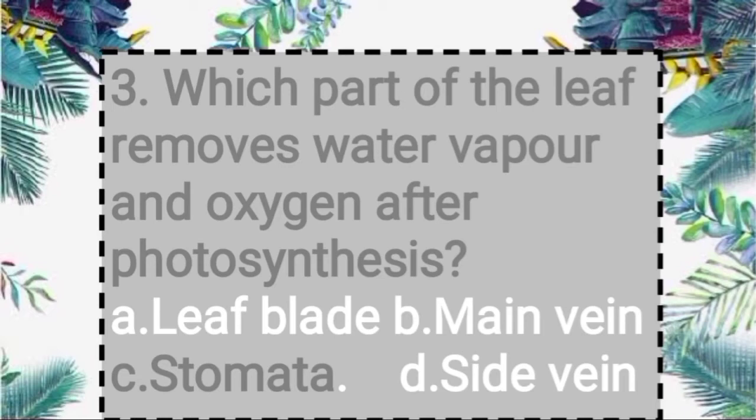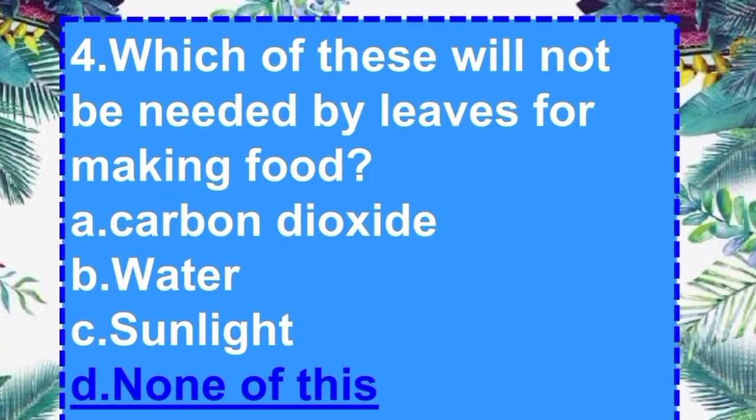Stomata, which also take in and give out air and perform another function: they remove water vapor and oxygen after photosynthesis from the plant. So answer is option C. Now next.